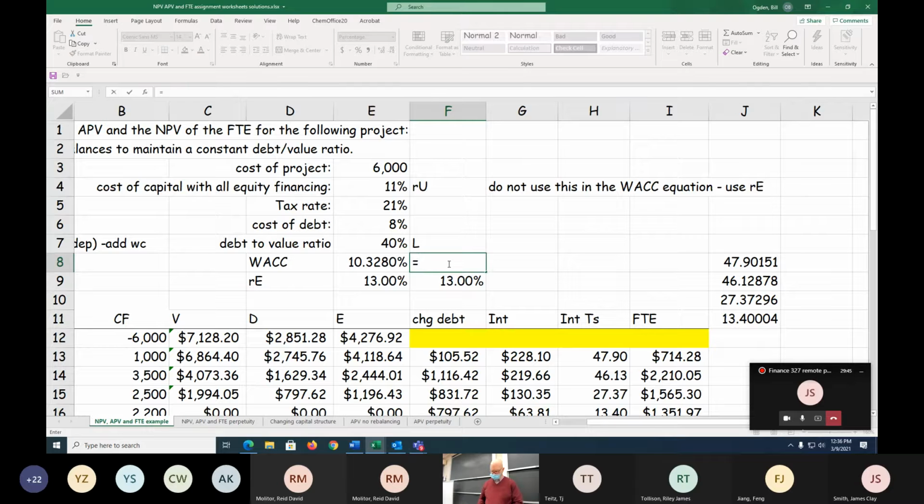So we're going to say that it's 40% debt times the cost of debt, little 8%. You know, every one of these is 8%, even in the book. Oh, I had 17%. Okay, never mind. Oh, that's algebra. Times 1 minus the tax rate, plus 60% times the cost of equity.